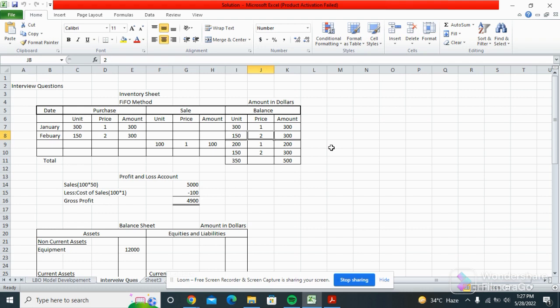So if we see, the price went up by 100%, because in January we purchased the same raw material at $1 per unit. Now in February we purchased this raw material by spending $300, which means that now the moisturizer costs $2 each. Okay, so after this we sell 100 units of raw material.